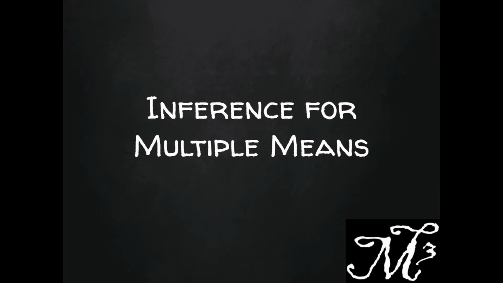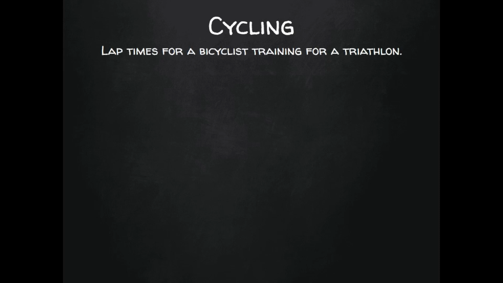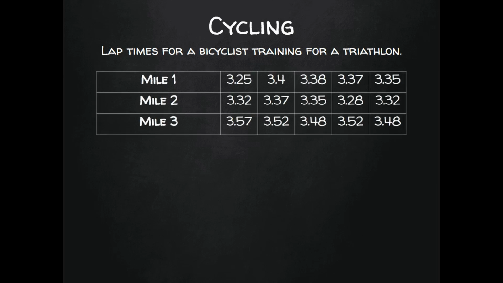Today we're going to be talking about inference for multiple means. So let's say we know someone who's training for a triathlon and they have to bike 3 miles in this triathlon. Well, over the course of several practice laps, they record how long it takes them to bike the first, second, and third mile for their training.